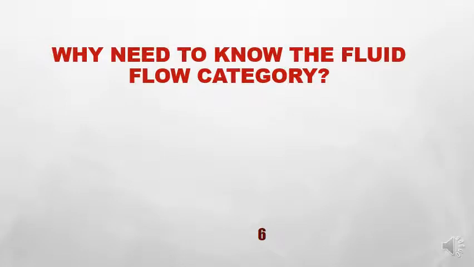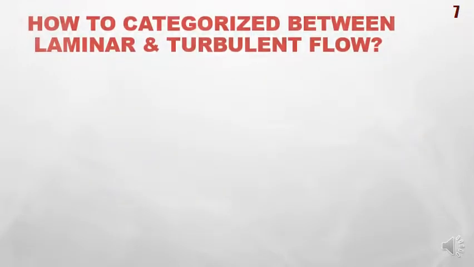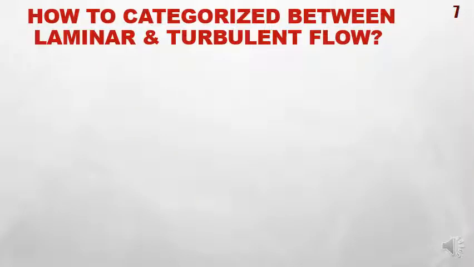So why is it important for us to know whether the fluid falls under the categories of laminar or turbulent flow? Well, it is very important because the fluid behavior or fluid characteristic influences the amount of energy losses in a fluid flow system. So how can we categorize between laminar and turbulent flow?